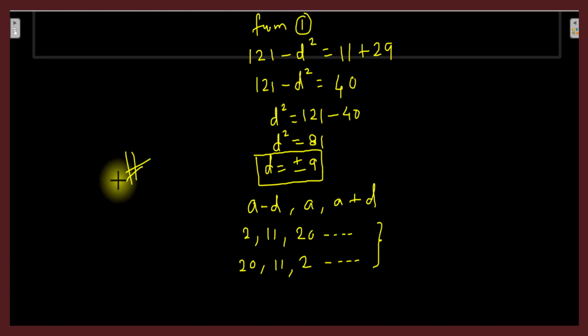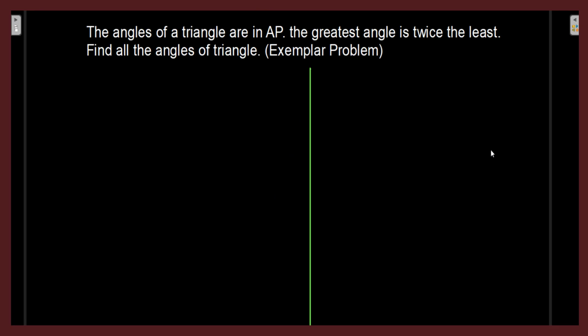Now let us move to the second question. Friends, here is the question on the screen. The angles of the triangle are in AP. The greatest angle is twice the least angle. Find the angles of the triangle. This question is also taken from the exemplar problem book.